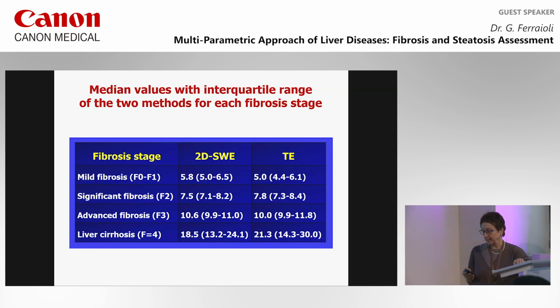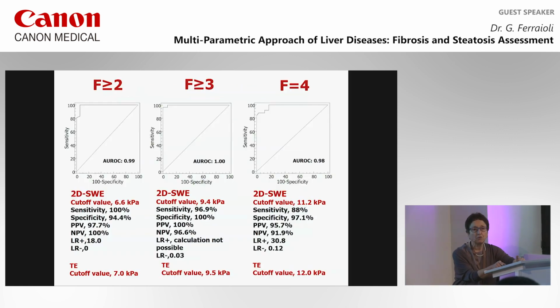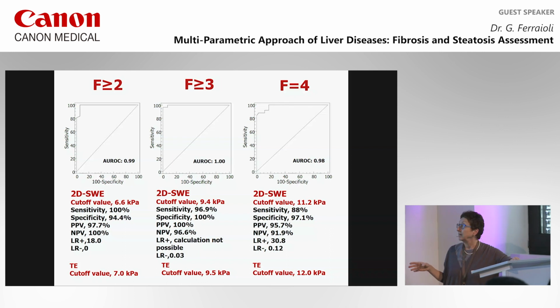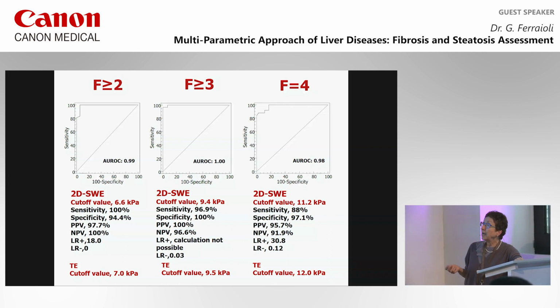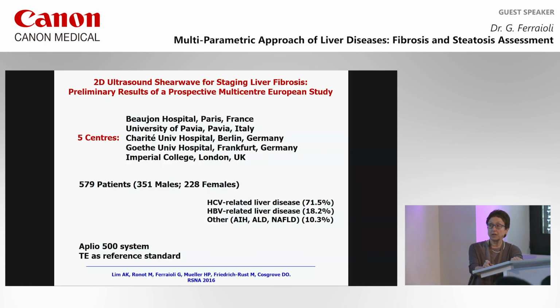The median value obtained in our series, as I said before, for liver cirrhosis with the two-dimensional shear-wave elastography, is a lower value with respect to transient elastography. The violin plot for each stage of liver fibrosis. And these are the cutoff values that we have obtained in our series. As you can see, sensitivity and specificity were pretty high, and accuracy, looking at the ROC curves, is almost 1, very high accuracy of the technique in staging liver fibrosis.